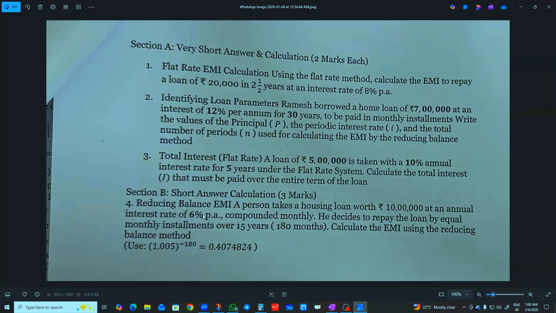Fourth question. Reducing balance method EMI. A person takes a housing loan of 10 lakh rupees, annual interest rate 6% compounded monthly. He decides to repay the loan by equal monthly installments in 15 years. That means 180 months, and they mentioned minus 180, so you can use the second formula. Clearly, they mentioned reducing balance method twice. You can try this question.